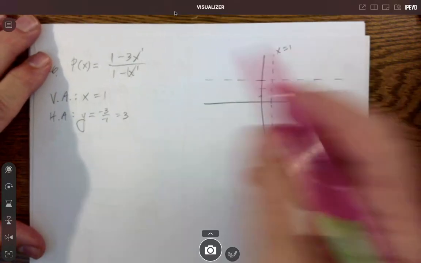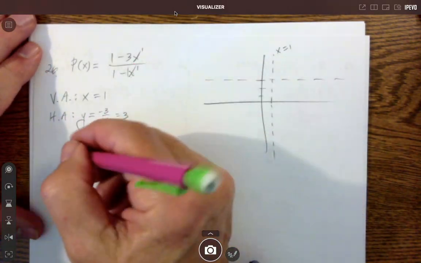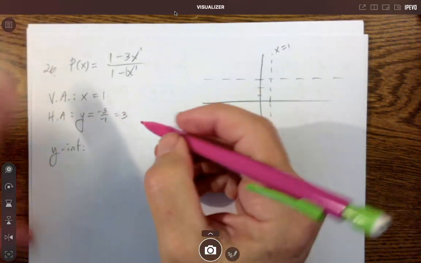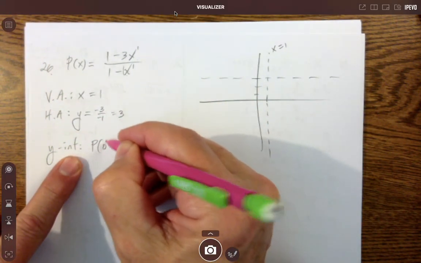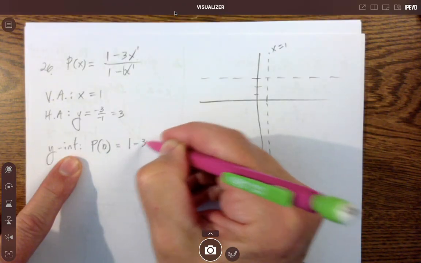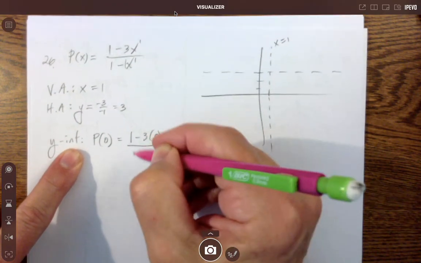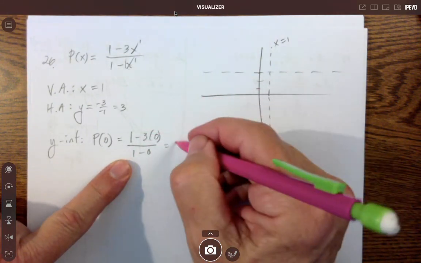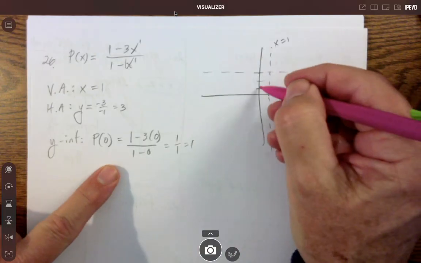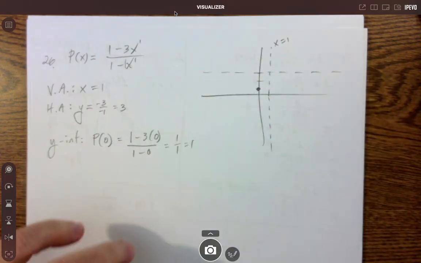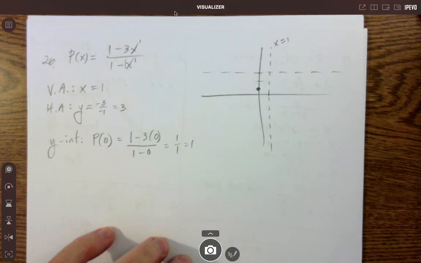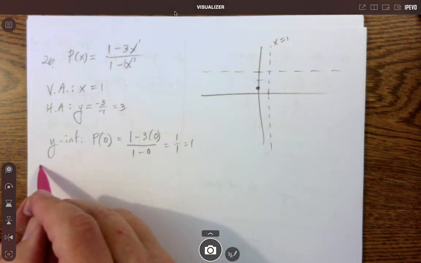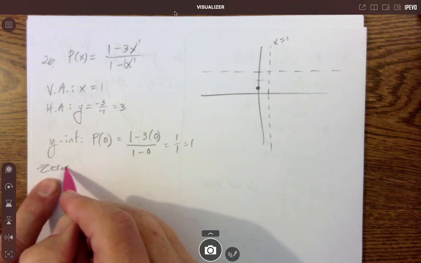I can find my y-intercept by making x 0. So p of 0 is 1 minus 3 times 0, over 1 minus 0, which is what? 1 over 1. So right here is your y-intercept at 1. All right, are there zeros, or x-intercepts, right? Can you make the numerator 0?